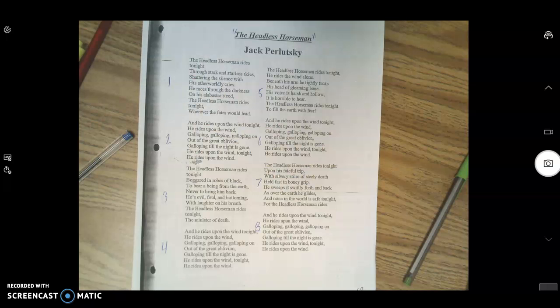Headless Horseman rides tonight, he rides the wind alone. Beneath his arm, he tightly tucks his head of bleeding bone. His voice is harsh and hollow. It is horrible to hear. The Headless Horseman rides tonight to fill the earth with fear.